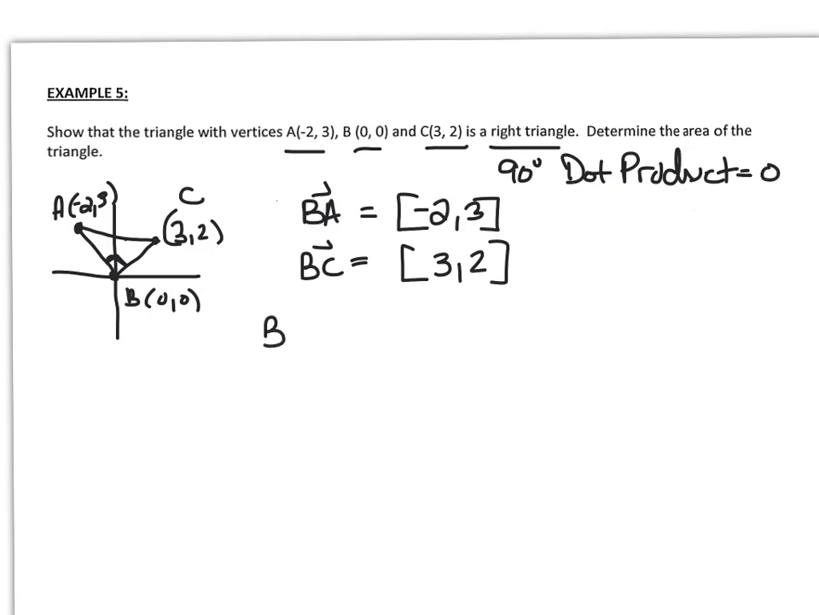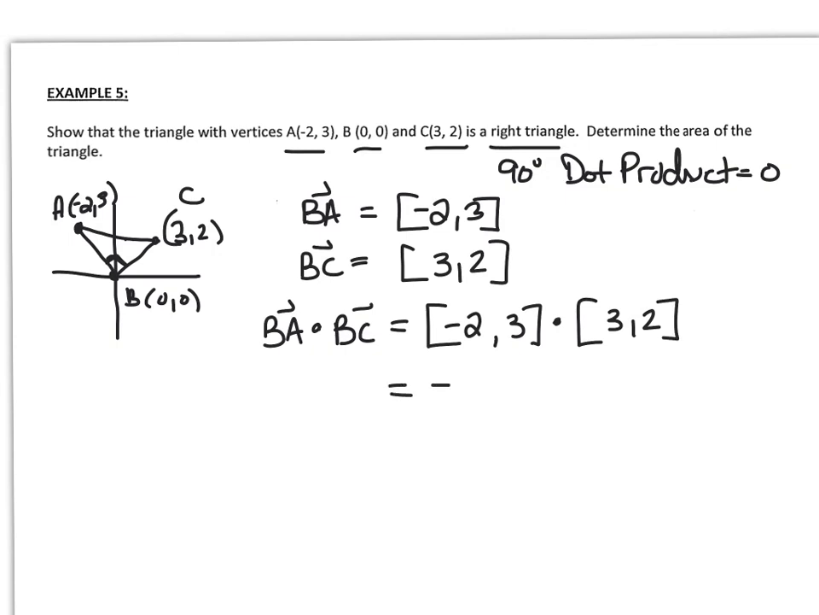And we look for the dot product of the two. So BA dotted with BC is equal to -2, 3 dotted with 3, 2, which gives us a -6 plus a 6, which gives us 0. So now we know that those vectors from the vertices are perpendicular to one another. Therefore, we do have a 90-degree angle, because our dot product is 0.